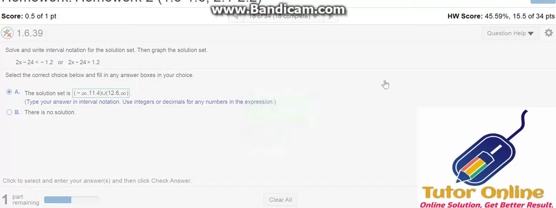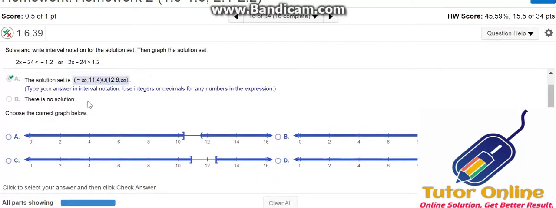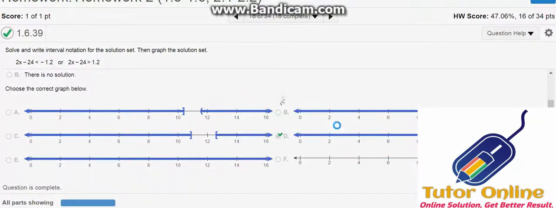Yeah, good job, thank you. So where will our graph start? Minus infinity to 11.4, both graphs will be open. So in D, they are both minus infinity to 11.4 and 12.6. So let's check it. Fantastic, thank you. Let's move to our next question.